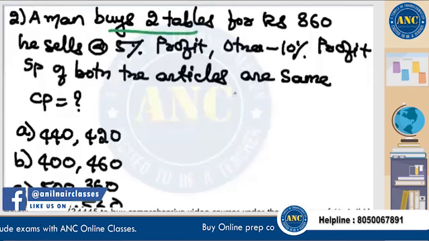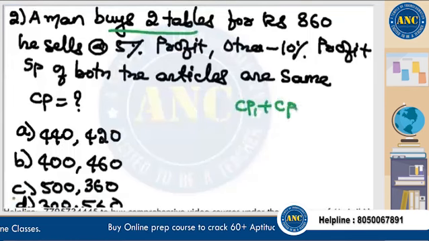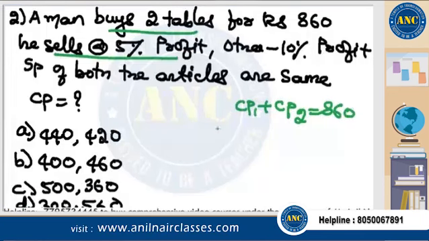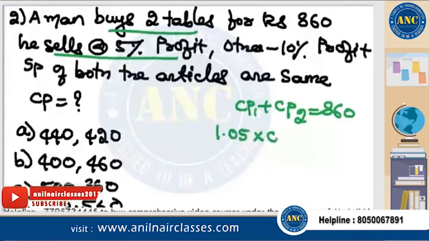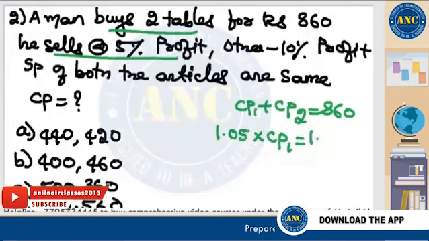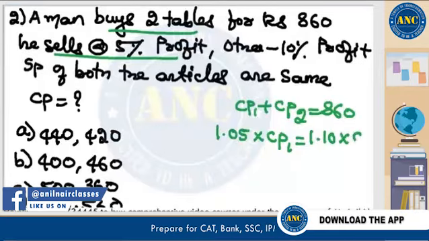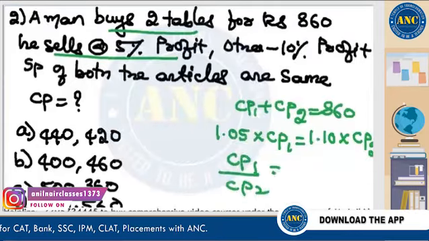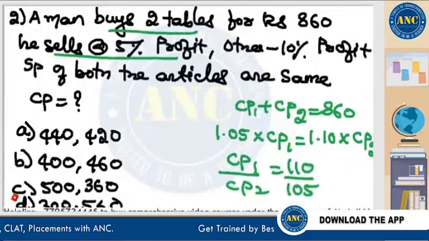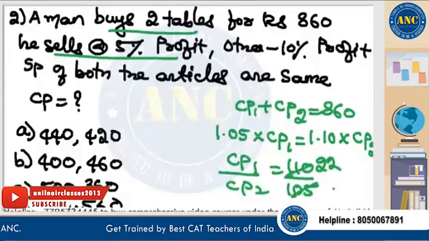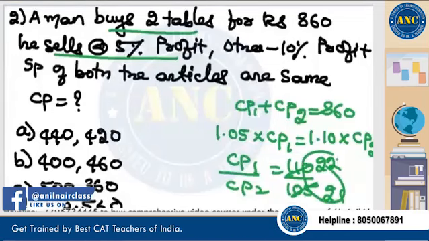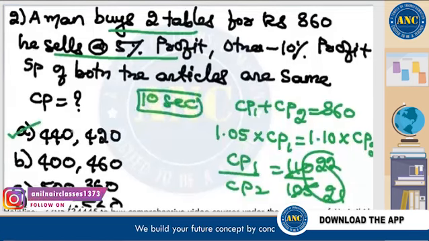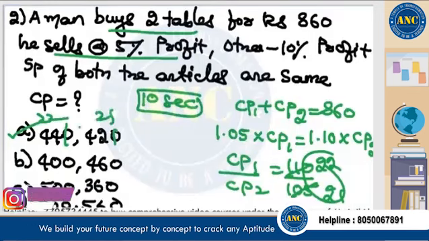How students will solve it: CP1 plus CP2 is nothing but 860. He sells at 5% profit, so it is 1.05 into CP1, and the other at 10% profit, 1.10 into CP2. So CP1 by CP2 is nothing but 110 by 105. 22s are 21s are. Cost price should be in the ratio 22:21. A 10 seconds problem. Again the answer is 440:420.